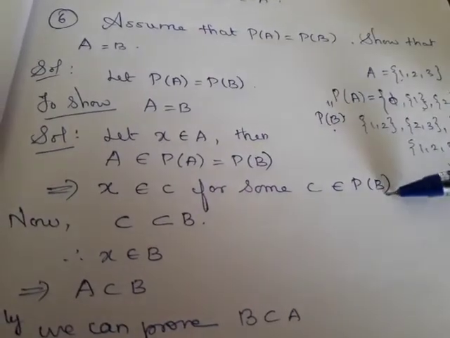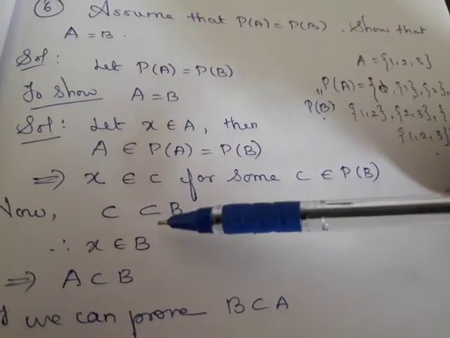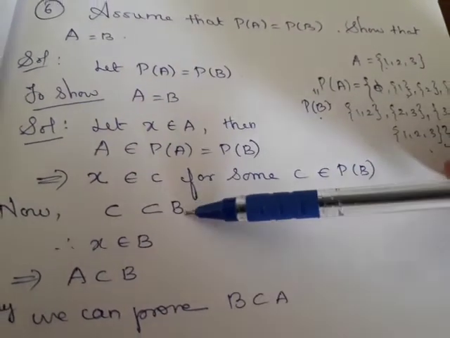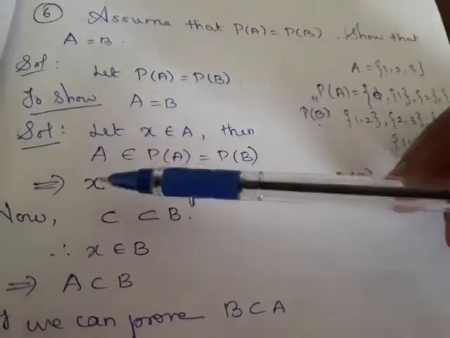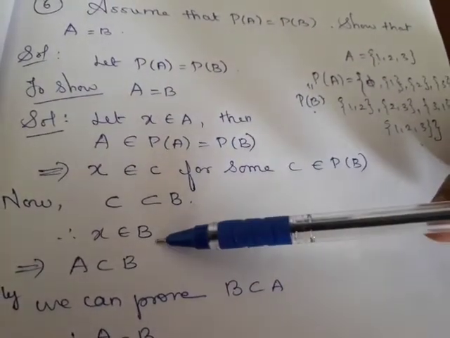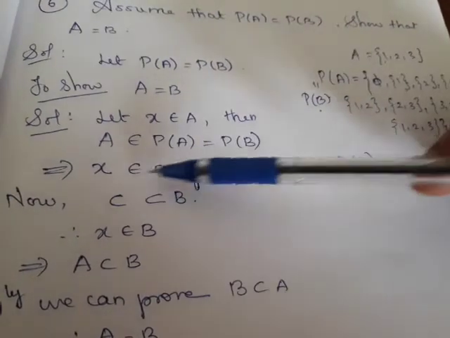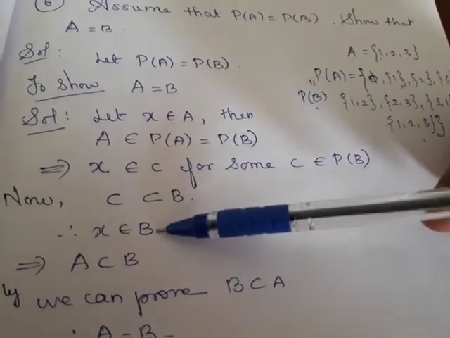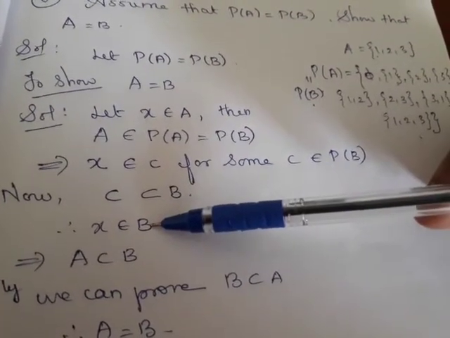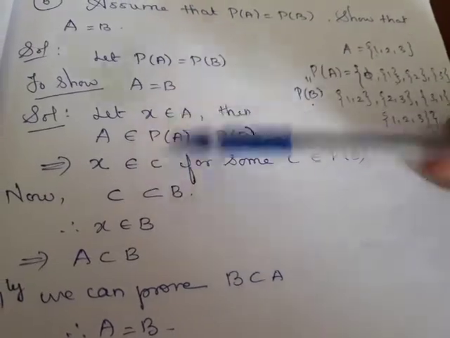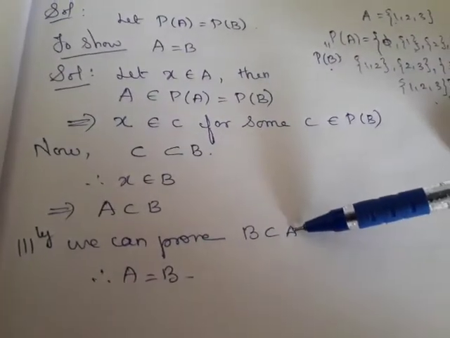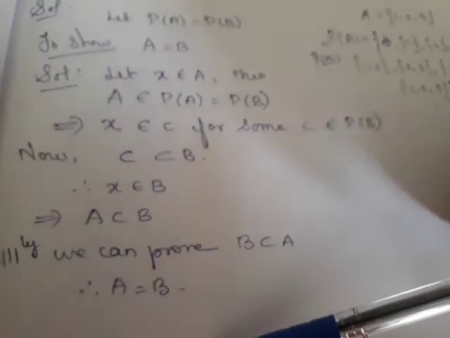C is an element of P of B, therefore C will be a subset of B. Right? Since C is a subset of B, if an element belongs to C, automatically that element belongs to B. Therefore X belongs to B. We started with an element in A and we ended saying that the same element is there in B also. Therefore A is a subset of B. Similarly, we can prove B is a subset of A. Therefore two sets are equal.